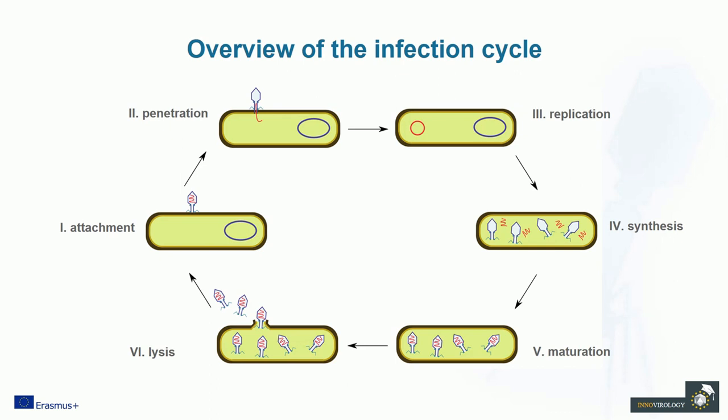The phage DNA is replicated, and phage structural proteins are synthesized in the following 2 stages. Afterwards, the phage components are assembled and the newly formed mature phage particles lyse the host cell. The virions are released in the environment and can infect new bacterial targets. In the upcoming slides, these different stages of the infection cycle will be discussed in further detail.